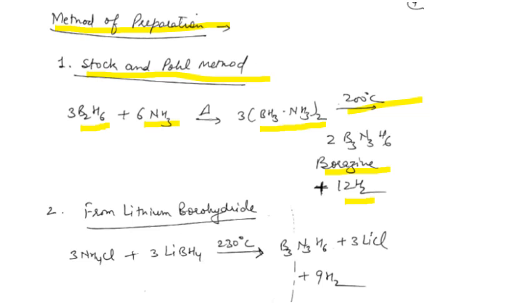The second method is from lithium borohydride. When ammonium chloride and lithium borohydride are heated up to the temperature of 230 degrees centigrade, we have the borazine and lithium chloride. Again, hydrogen is released. So this is the second method of preparation. So these are the two methods of preparation for the borazine.